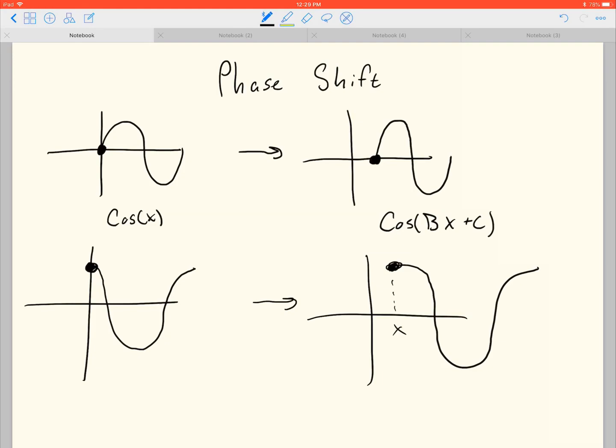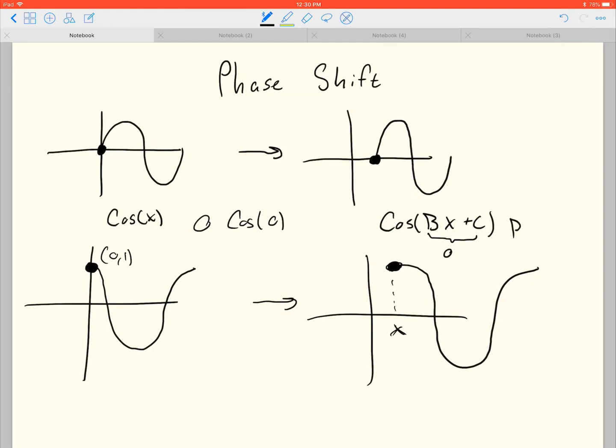Now, notice that at cosine of 0, we get 1, which explains this point here, (0, 1). However, since we shifted it, that starting point obviously doesn't lie on 0 anymore. It lies on some point here, x. So, to find where that point is, notice that all we really have to do is set the inside of cosine to 0, and we can find the x coordinate of where that starting point begins.